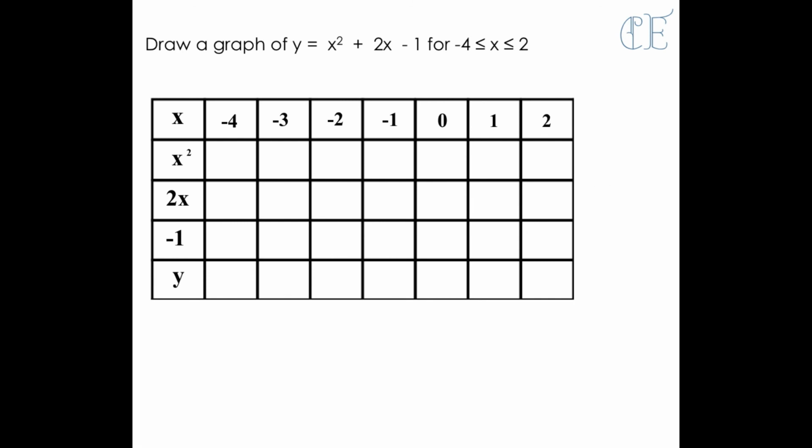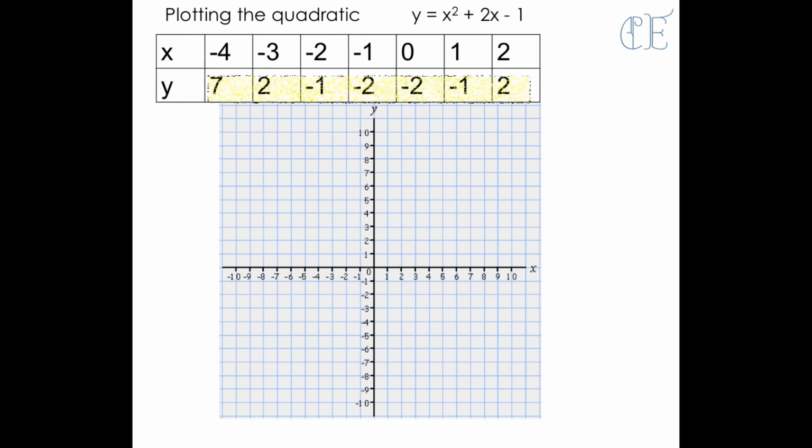Okay, if you've paused the video and had a go, let's have a look at the answers. So we had minus 4 squared, which is 16, and then 2 times minus 4 is minus 8. So 16 minus 8 is 8, and then 8 minus 1 is 7. So yeah, 7 in there. Minus 3 times minus 3 is 9, plus 2 times minus 3 is minus 6. So 9 minus 6 is 3, minus 1 is 2, and so on. So that's what you would have done for each one, and then you would plot your graph.